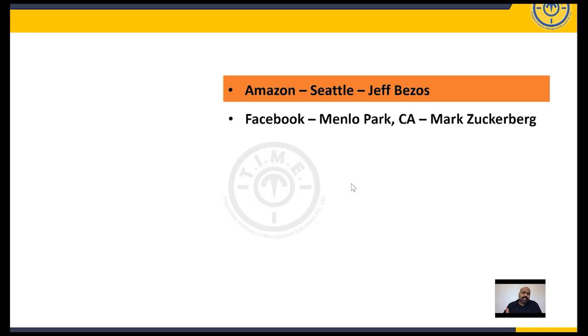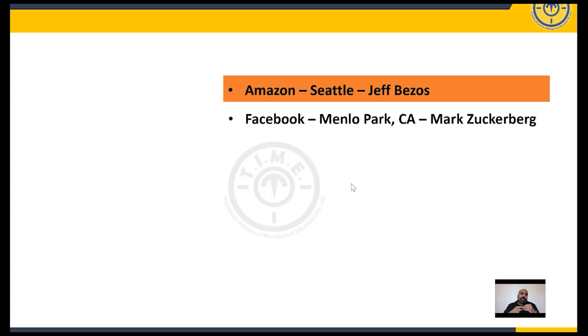Where is it headquartered? It's headquartered in a place called Menlo Park, in California. CA is California, a state in the US, my friends, on the west coast. Menlo Park is a part of what is called Silicon Valley. Now, what's Silicon Valley? Silicon Valley is a triangular area, triangulated by the cities of San Jose, Santa Clara, and of course Palo Alto, that region basically.